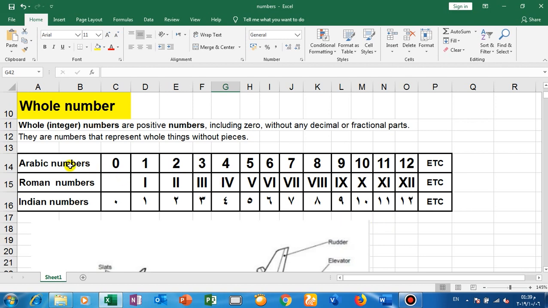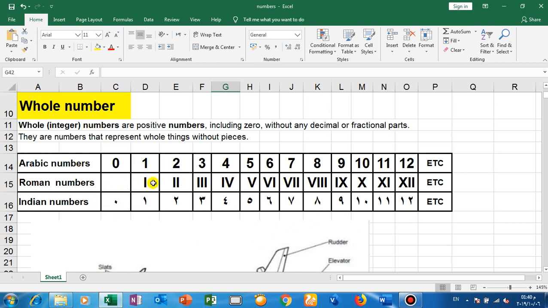Look here. These are Arabic numbers: 0, 1, 2, 3, 4, 5, 6, 7, 8, 9, 10, 11, 12, and so on. And this figure is the Roman numerals. Take care here, the Roman numerals have no zero digit. And these are the Indian numbers.